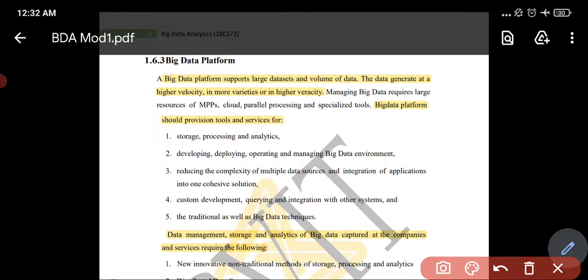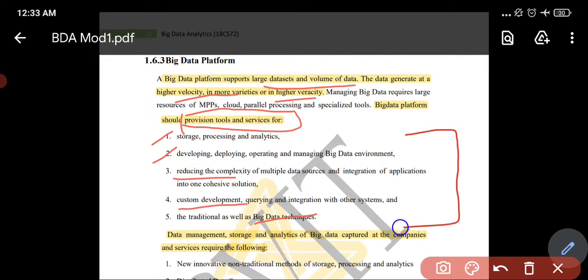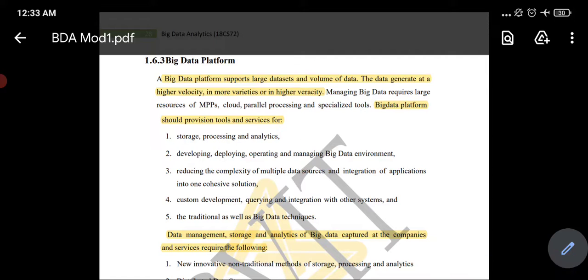Big data platform. A big data platform supports large volumes of data. The data is generated at a high velocity and in more varieties and veracity. So a big data platform should provision the tools and services for storage, processing, analytics, developing, deploying, and operating, and even for reducing the complexities and custom development, covering the traditional as well as the big data techniques. The tools for these features must be present in the big data platform.